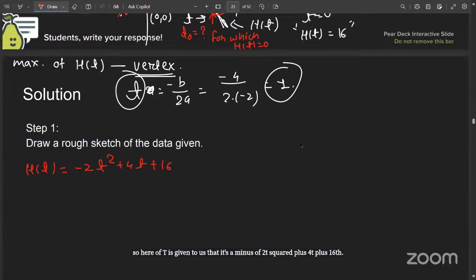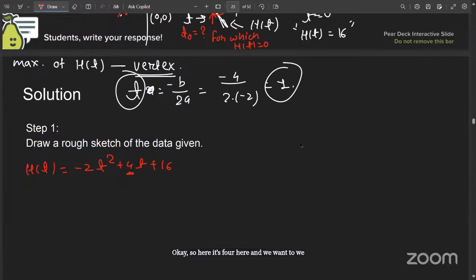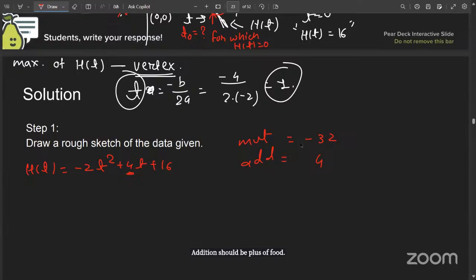Now we want to find the roots of the parabola. We can use either the Sridharacharya method, or we can try to figure out what values can work, right? Here it's 4, and we want the multiplication to be minus 32 and the addition to be plus 4. So what do we have? We have 8 and 4, right? 8 multiplied by 4 is 32. We can use the Sridharacharya method also, but it's quite straightforward, right?